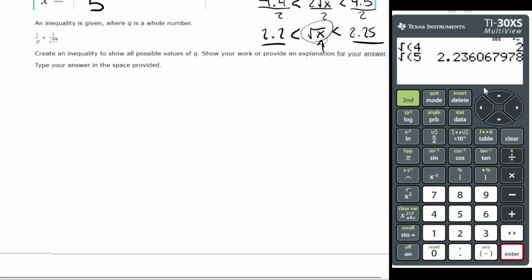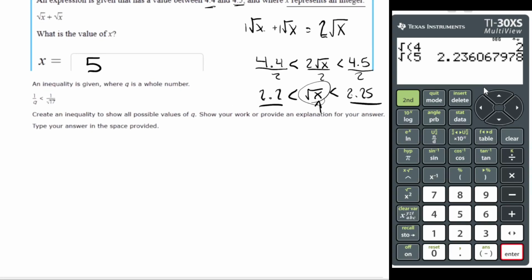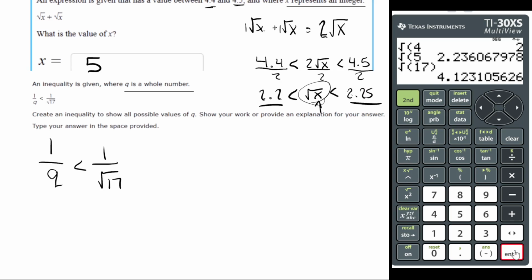So let's go to our next question. An inequality is given where q is a whole number, and it says 1 over q is less than 1 over the square root of 17. Create an inequality to show all possible values of q. Okay, so we know that q is a whole number. That's important. So the first thing we want to do is find the square root of 17. So let's just figure that out right now. The square root of 17 is 4.123. So 1 over q is less than 1 over 4.1.